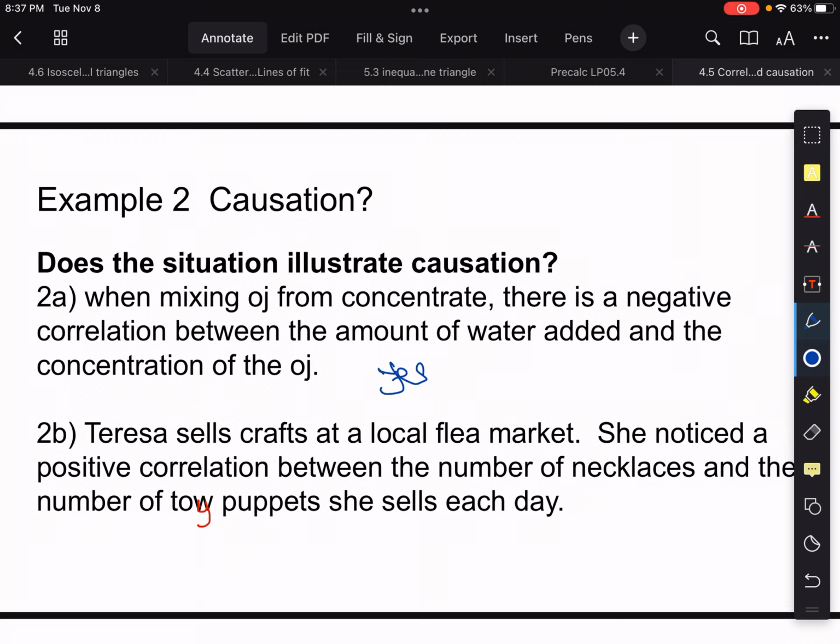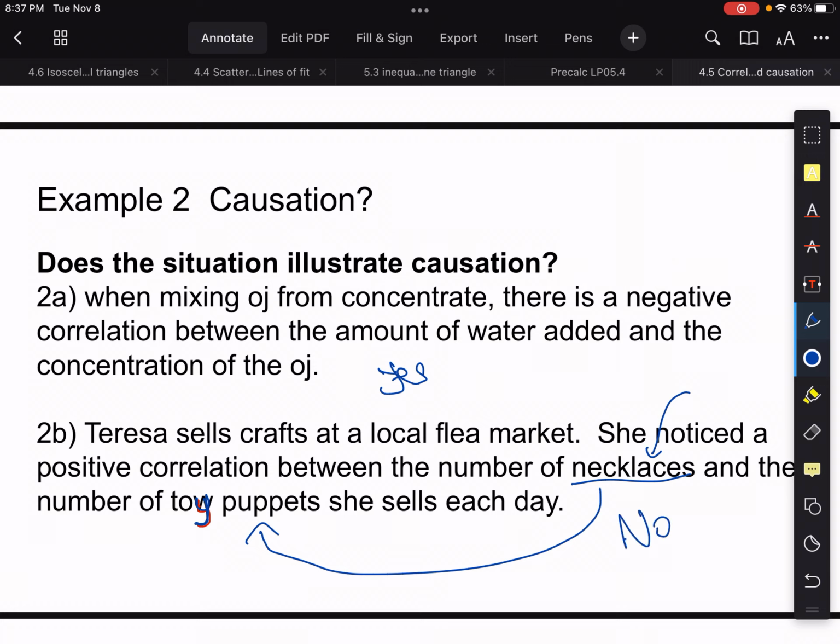Now, 2B says, Teresa sells crafts at a local flea market. She noticed that there was a positive correlation between the number of necklaces and the number of toy puppets that she sells each day. So do you think that there is a causation here? Do you think that somebody buying necklaces actually causes them to also buy toy puppets? You might come up with some far-fetched argument, but typically we would say no. If somebody's coming for a necklace, they're not necessarily causing toy puppet sales to increase. So you would say no to this one.